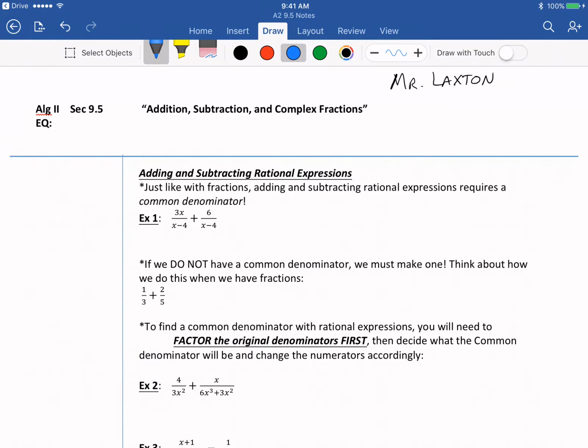Hello, hello, hello, and thank you for listening to Mr. Laxton's video about these 9.5 notes. Today we're looking at adding and subtracting rational expressions.